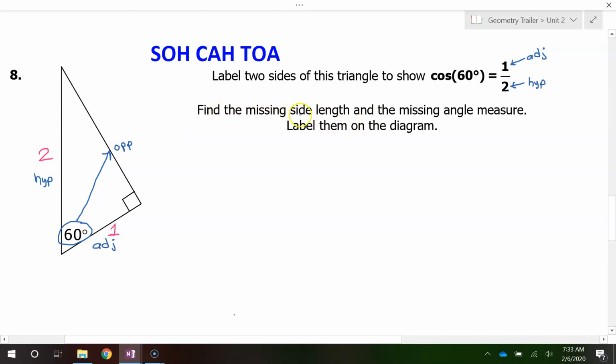It says find the missing side length and the missing angle measure, and label them both in the diagram. So let's find the missing side length first. This opposite side, I'll call it x, and I can use the Pythagorean theorem. Leg squared plus leg squared equals hypotenuse squared will become x squared plus 1 squared is equal to 2 squared. That gives me x squared plus 1 is equal to 4. If we subtract 1 from both sides, x squared is equal to 3.